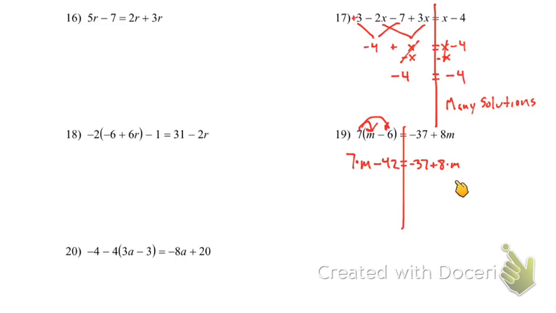Okay, and now we have variables on different sides, so I'm going to take the variable on the right, 8m, and I'm going to move it to the left by using, in this case, the opposite of addition, which is subtraction. Those cancel out. Here, the negative wins by 1, so we have negative 1 m minus 42 equal to negative 37.